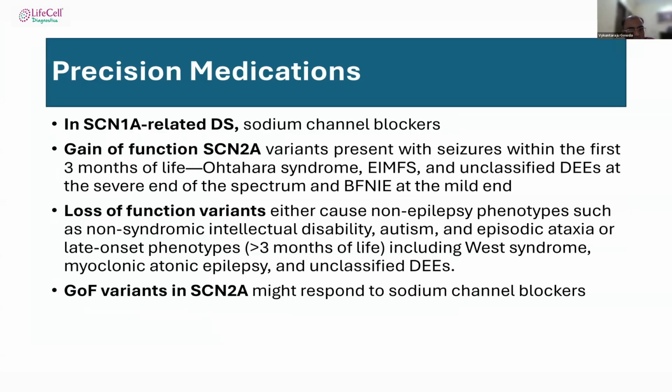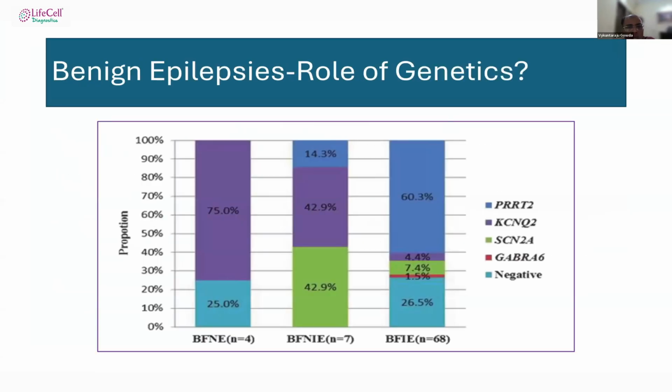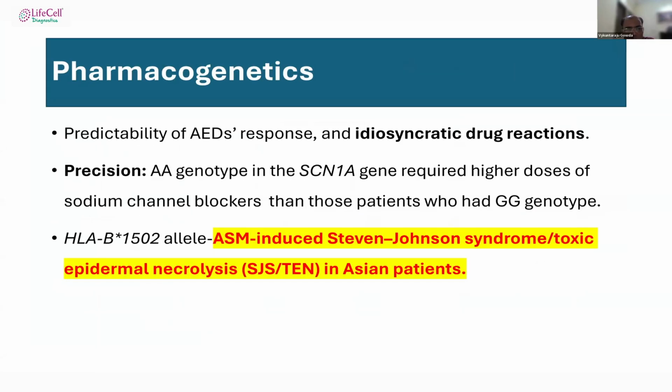Not only for treatment, it can sometimes be useful for pharmacogenomic response also. So you can avoid some of the drugs, like with HLA, if it is there, you can avoid drugs that can worsen drug reactions. Some of the self-limiting epilepsies also have a role for genetic testing.